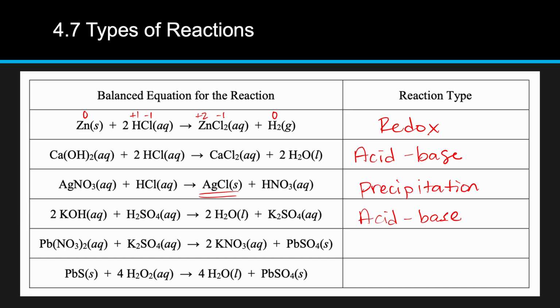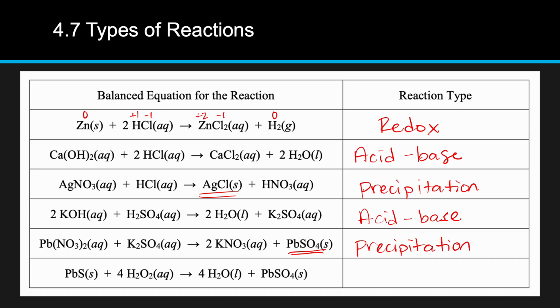And then for our fifth example, again, we have two soluble ionic compounds reacting to form a solid or precipitate, and then a soluble ionic salt. So this is going to be another precipitation reaction. And then the last one, I can see I'm forming a liquid and a solid. So because it's not an aqueous product, I know that's not precipitation. And then it's not an acid-base. So I'm going to assume this is redox.